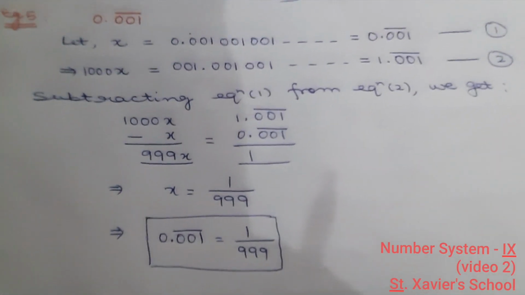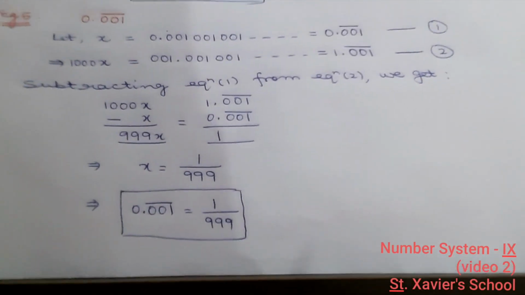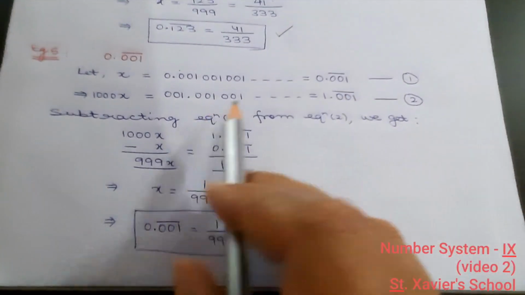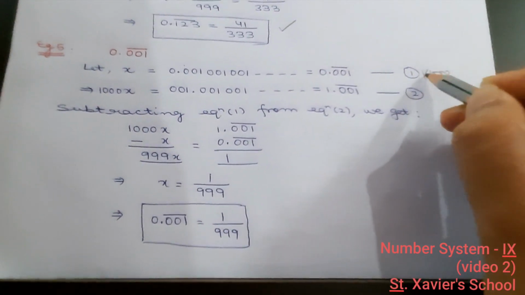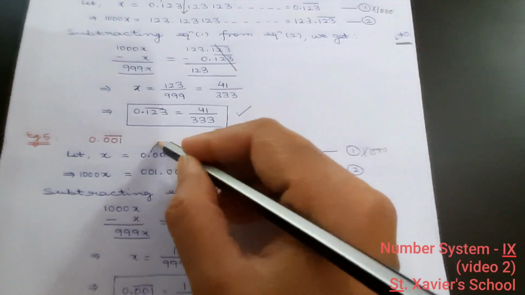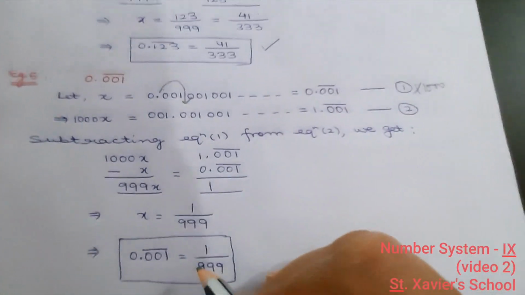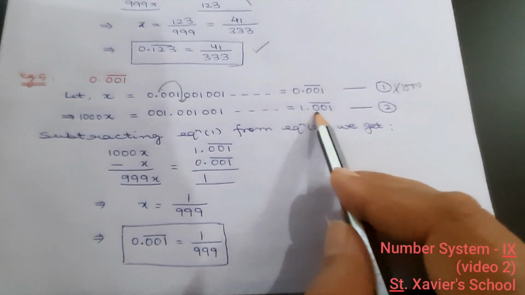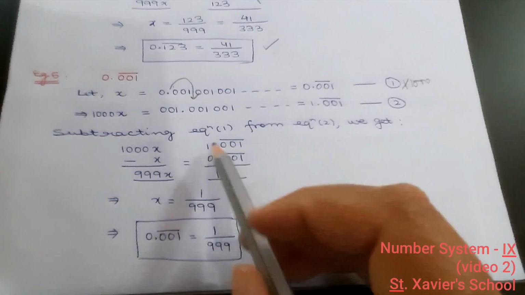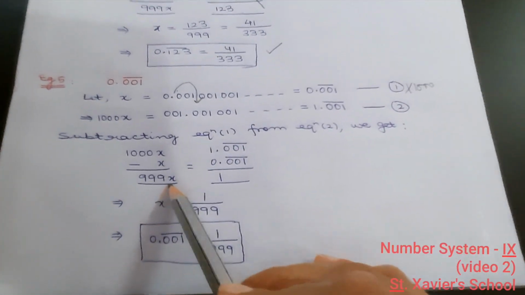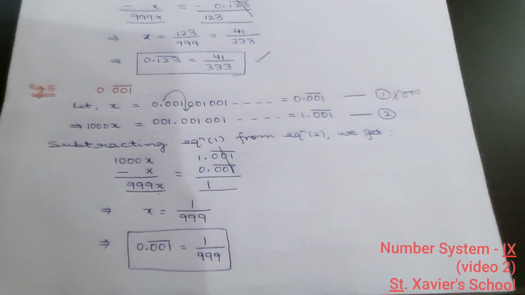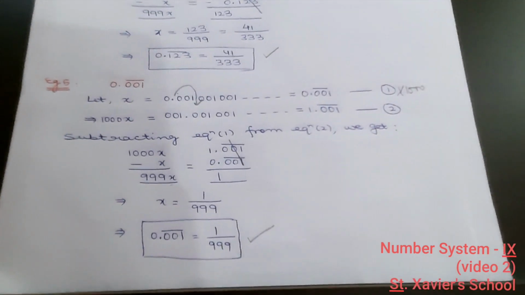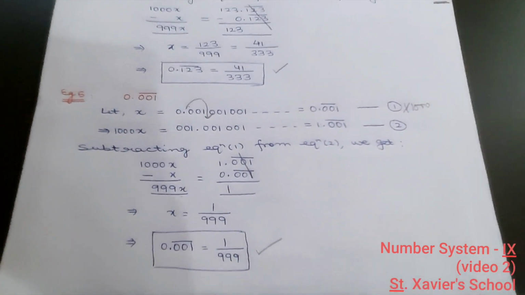Let us take one more example. 0.001. Again you can see 3 digits are repeating. So it will be 0.001 bar. And we shall multiply by 1000. Now when you multiply by 1000, 3 places will be shifted. So 001 is as good as writing 1. So 1.001 bar. Again the same logic, subtracting equation 1 from 2, we get 999x. Here the bars will get cancelled. So x is 1 upon 999. And that is how we get 0.001 bar is equal to 1 upon 999.